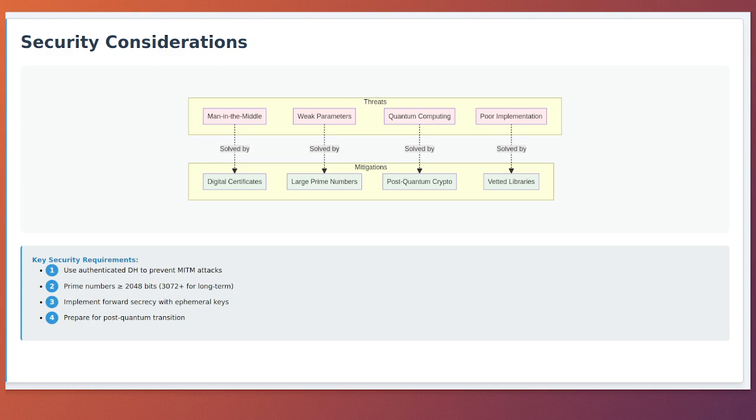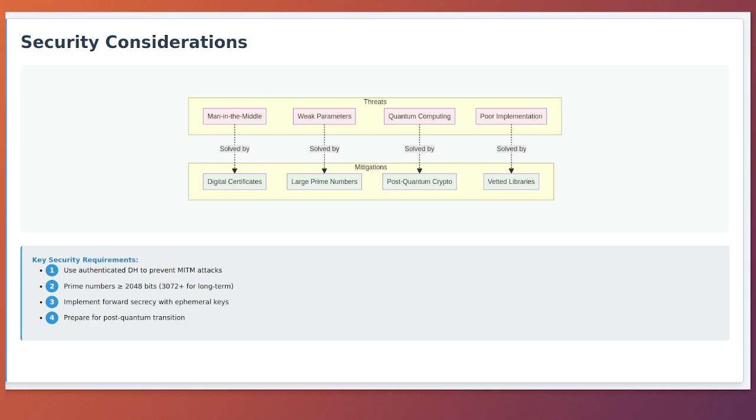Current recommendations suggest at least 2048 bits for short-term security and 3072 bits or more for long-term security. Using weak or poorly chosen parameters can make the system vulnerable to attacks. Small subgroup attacks: if the parameters aren't chosen carefully, attackers might be able to force the shared secret into a small, predictable set of values.